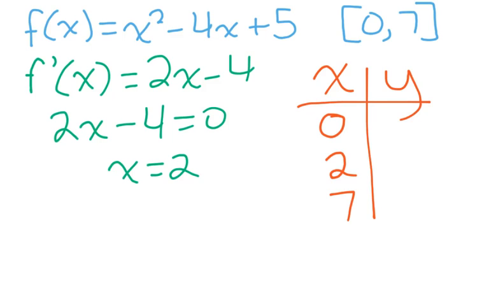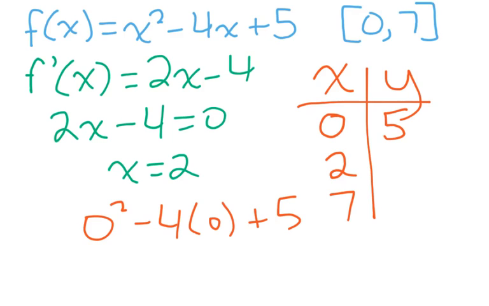So when I plug in 0, 0 squared is 0. 4 times 0 is still 0. Plus 5, I get 5 for my answer. Okay, I would repeat that process with 2. 2 squared is 4. 4 times 2 is 8. 4 minus 8 is negative 4. And then when I add 5 to that, I get positive 1.